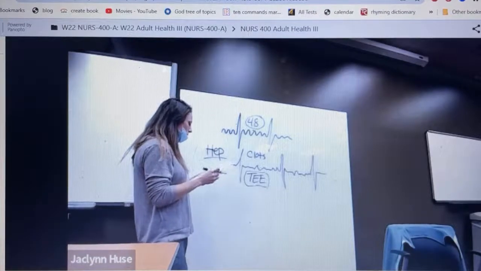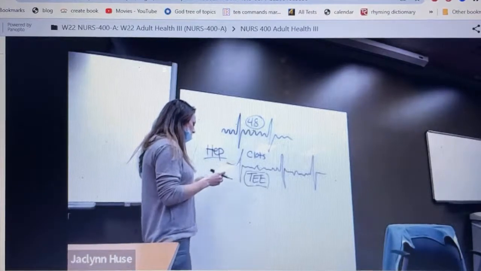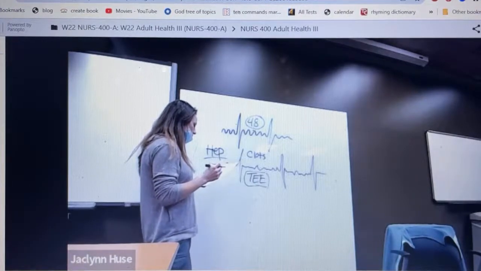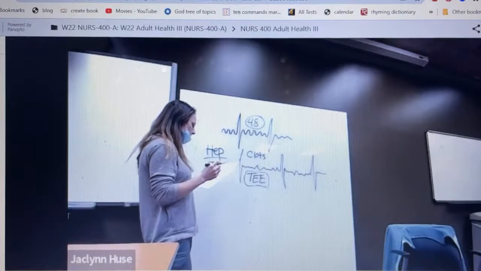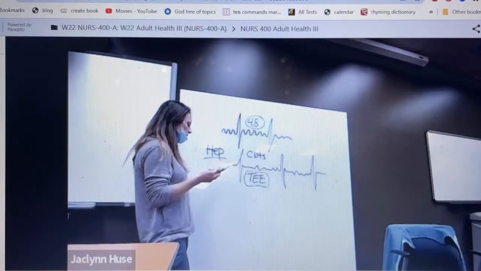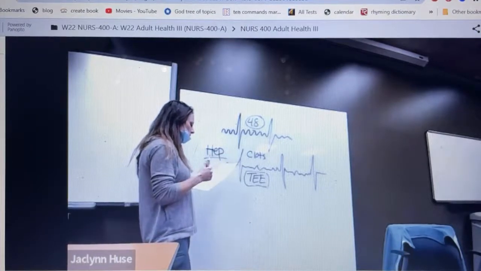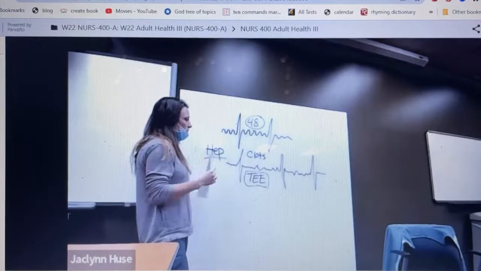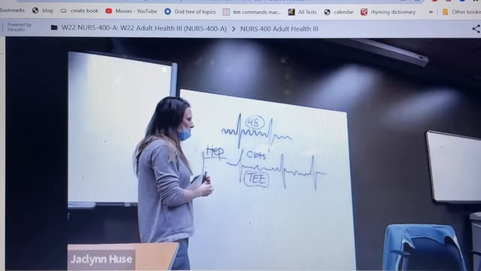What other types of meds or antiarrhythmics are used for this? Yeah, it's just beta blockers and calcium channel blockers. Yeah, amiodarone, calcium channel blockers. Yeah, good. Pretty good on this one.